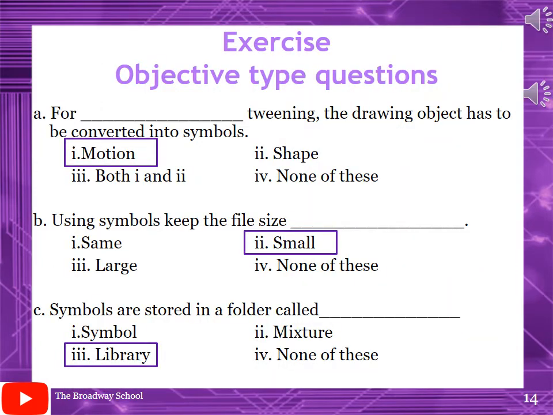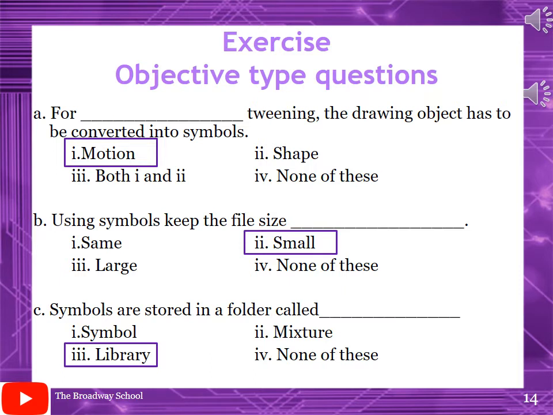Open page number 159. Here you will have an exercise, objective type questions. You have to do this exercise by yourself in the book after watching this video. For dash tweening, the drawing object has to be converted into a symbol. Correct option is motion. Using symbols, keep the file size dash small.